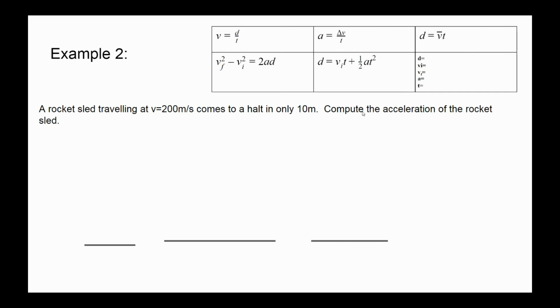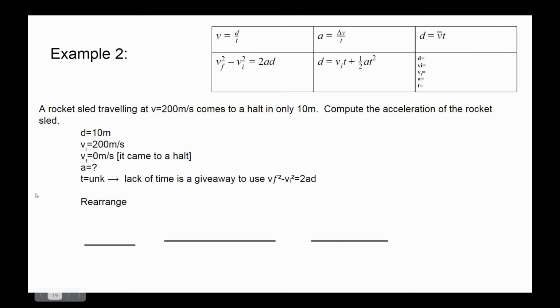Let's find out. We're going to compute the acceleration of the rocket sled. So here are our variables. 10 meters, 200 meters a second, and the word halt means it stopped. We want the acceleration, and time is unknown. We don't know the time. So that lack of time is a giveaway to use the only single equation that doesn't have time in it.